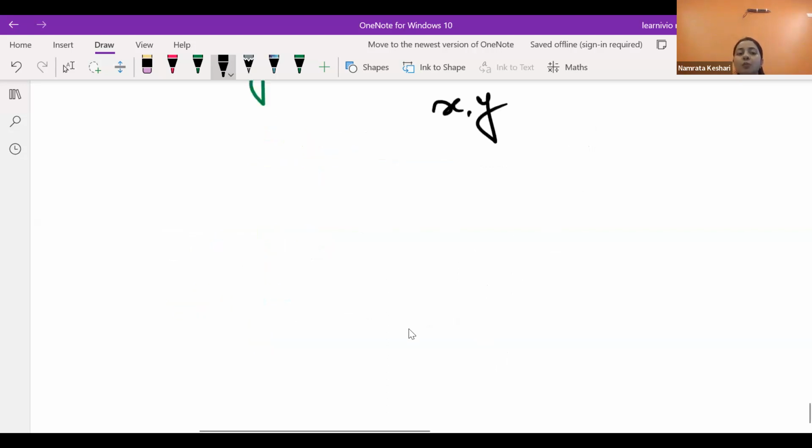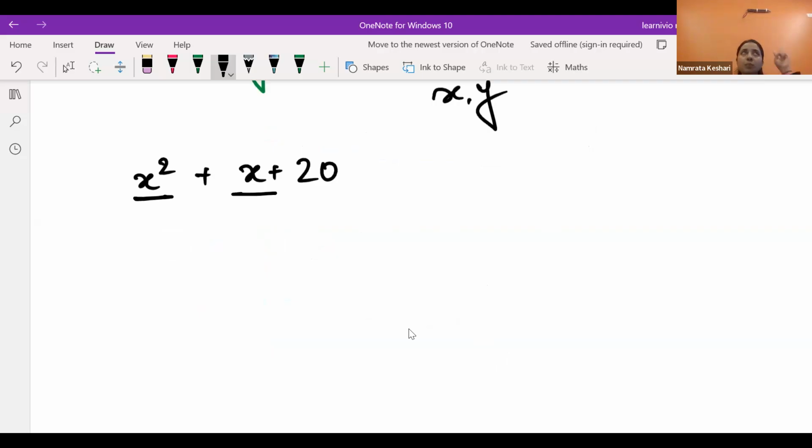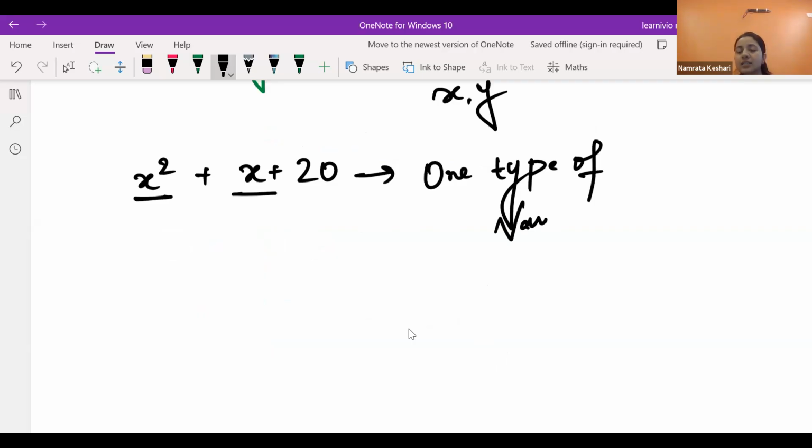For example, our polynomial will look like x square plus x plus 20. Here we can see x. Power can be anything. First we are having power 2, then we are having power 3 or 4 or 5. But one variable means only one type of variable must be involved, and here we can see only x is involved. So this is a very important condition. When we are checking polynomials, we must be checking polynomial in one variable. One variable has to be there, not two or three different types of variable.